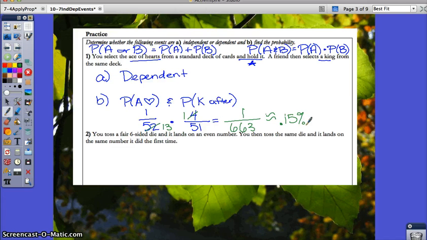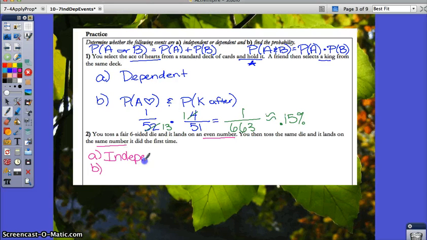All right, let's try number 2. You toss a fair 6-sided die and it lands on an even number. You then toss the same die and it lands on the same number as it did in the first time. Are these independent or dependent? Think about it. Does the sample space change after the first toss? No. If you're tossing a die and then you're tossing the die again, there's still 6 options. It's a new toss. Really, the first does not affect the second. So these would be independent events.